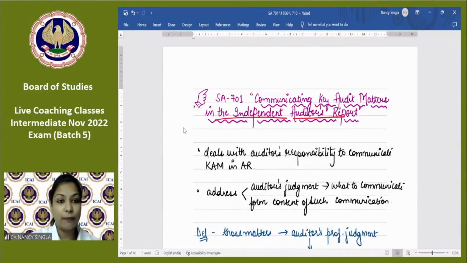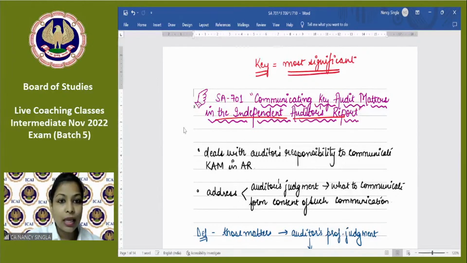Key, K-E-Y. Quickly send in your replies. Key audit matters. I'm waiting for your replies. Quickly send your replies, students. Nilabjo, Viral, Meghna, Gehani, Himanshu, Kartik, Aditi. Please send. Bindu. So, zaruri, mahatvapurn, important. So I can say most significant. Bahut zaruri.